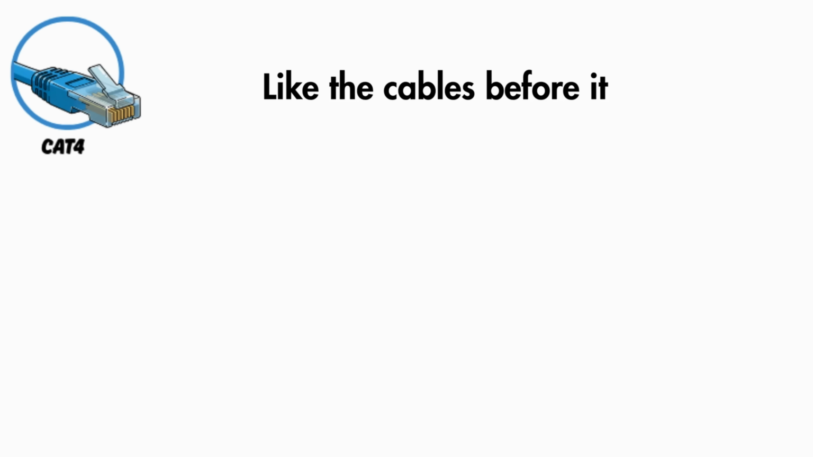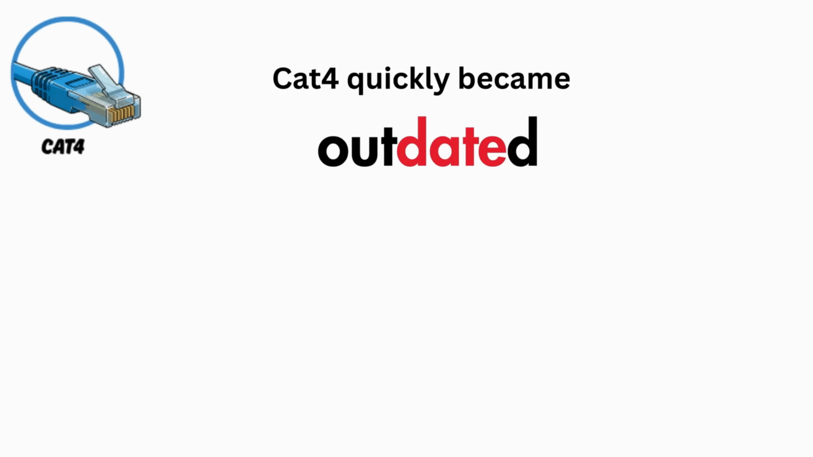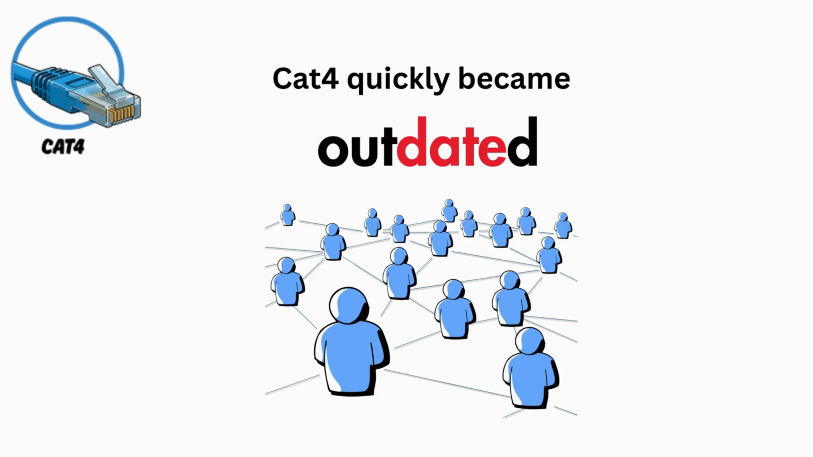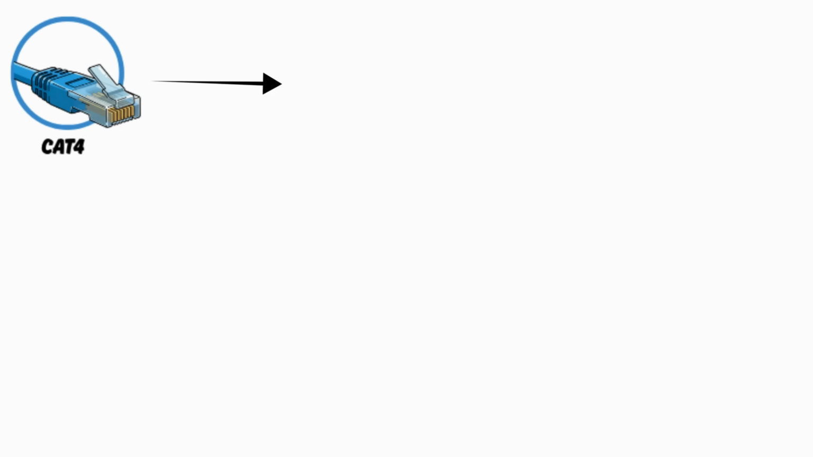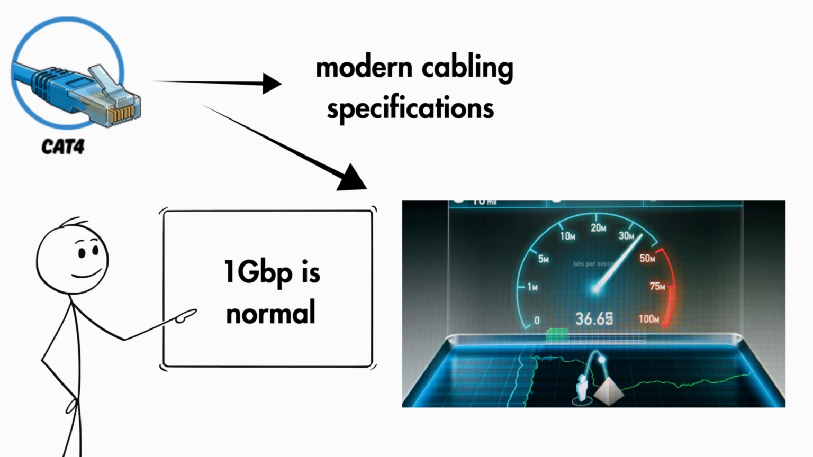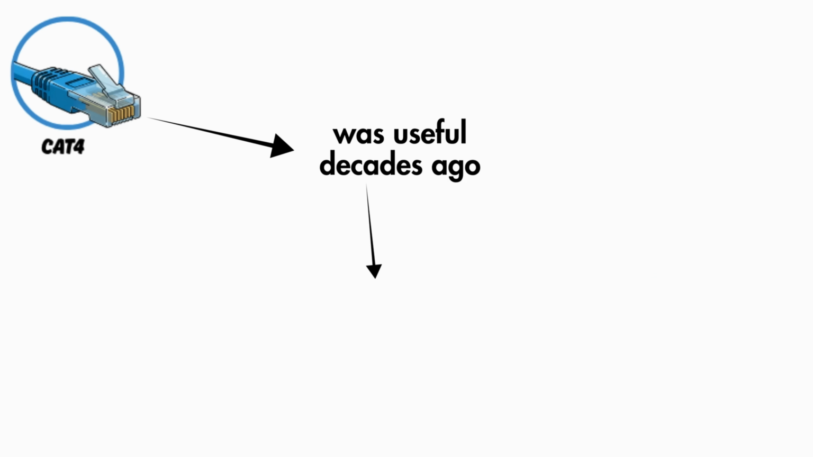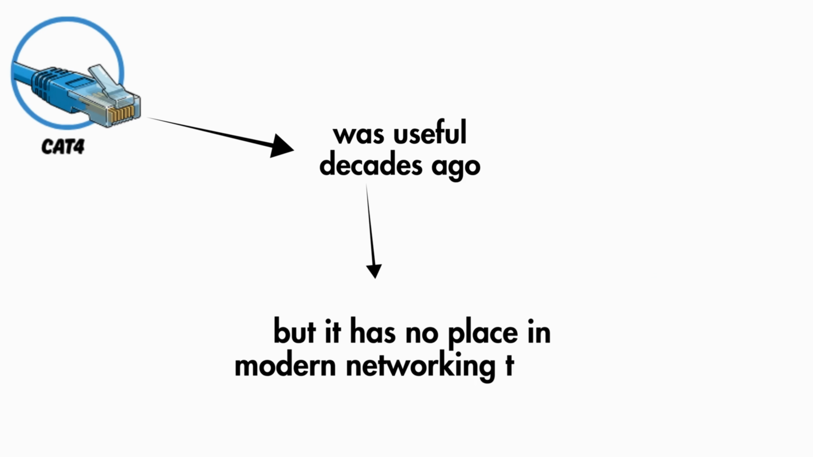Like the cables before it, CAT 4 used four twisted pairs of copper wires to help reduce interference. However, CAT 4 quickly became outdated once faster networking standards arrived. It's no longer recognized by modern cabling specifications and can't meet today's speed requirements, where 1 gigabit is considered normal. In simple terms, CAT 4 was useful decades ago, but it has no place in modern networking today.